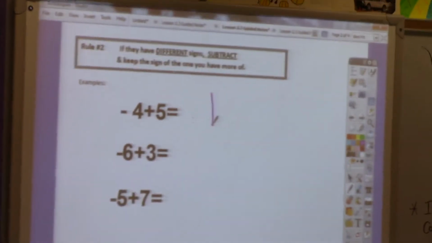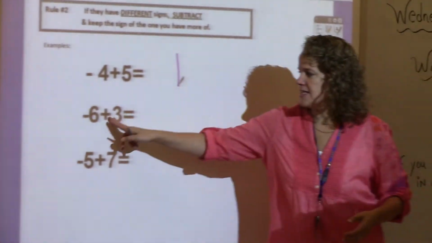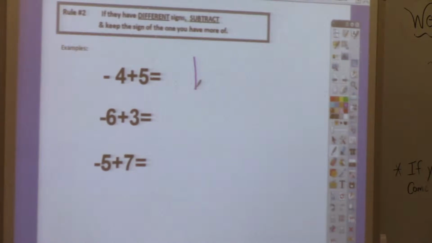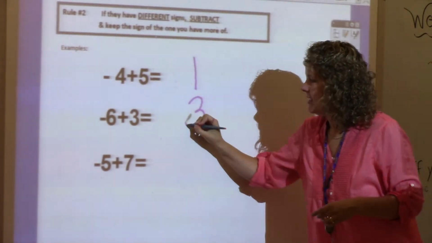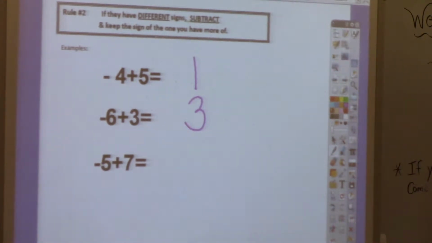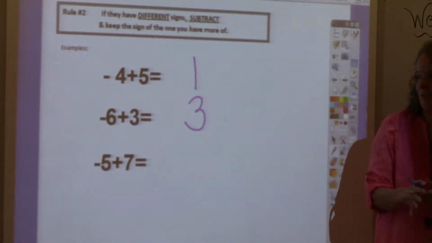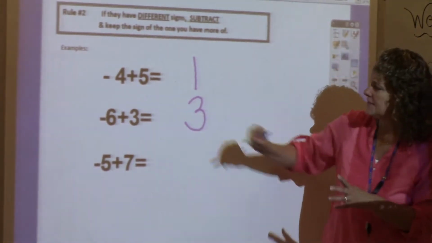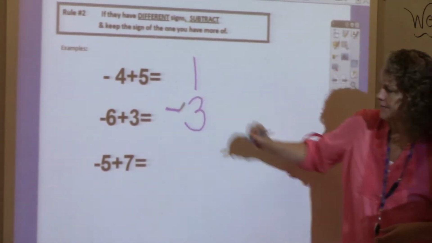All right. Next one. I've got -6 plus 3. Even though it says plus, I have a positive and a negative, so I'm not going to add, I'm going to subtract in my head. 6 minus 3 is 3. Now, do you think it should be positive 3 or a negative 3? Negative. Excellent. Why is it negative in this case? Exactly. The 6 is larger than 3. We have more negatives than positives, and so this is -3.